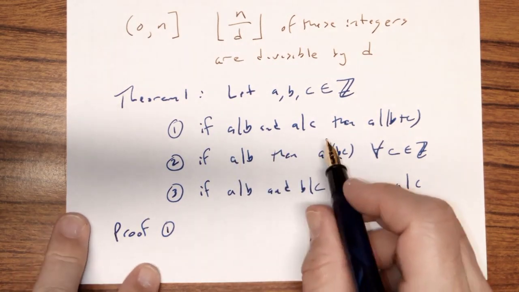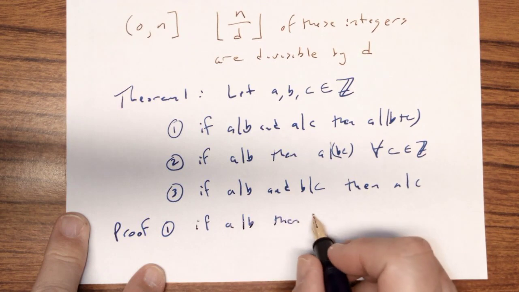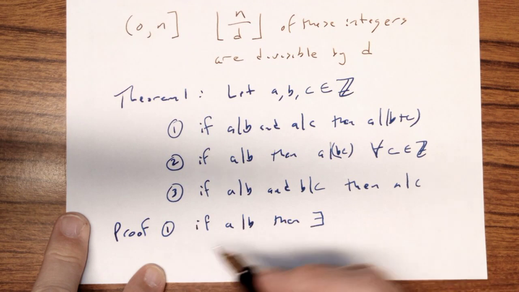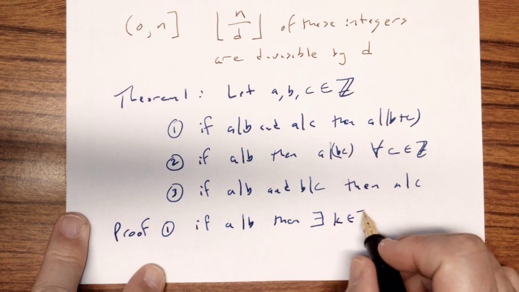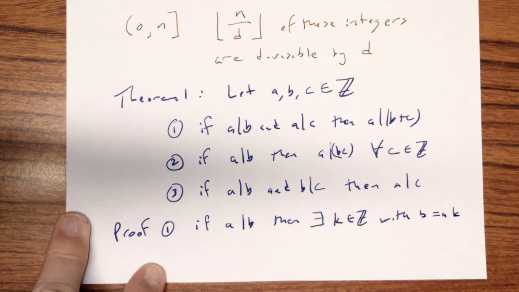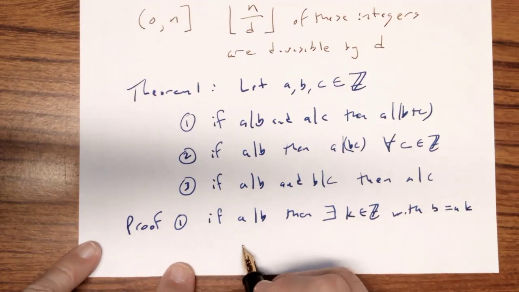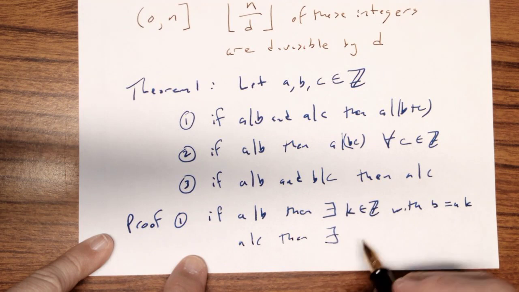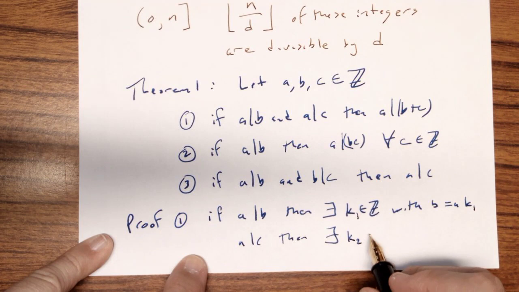If A divides B and A divides C, well, if A divides B, then there exists some other integer. I used C, but I've got C already here. So in my definition, I'll say there exists an integer K, and then B is equal to AK. Well, A also divides C, so there's another integer. We'll make this K1, and we'll make this one K2.